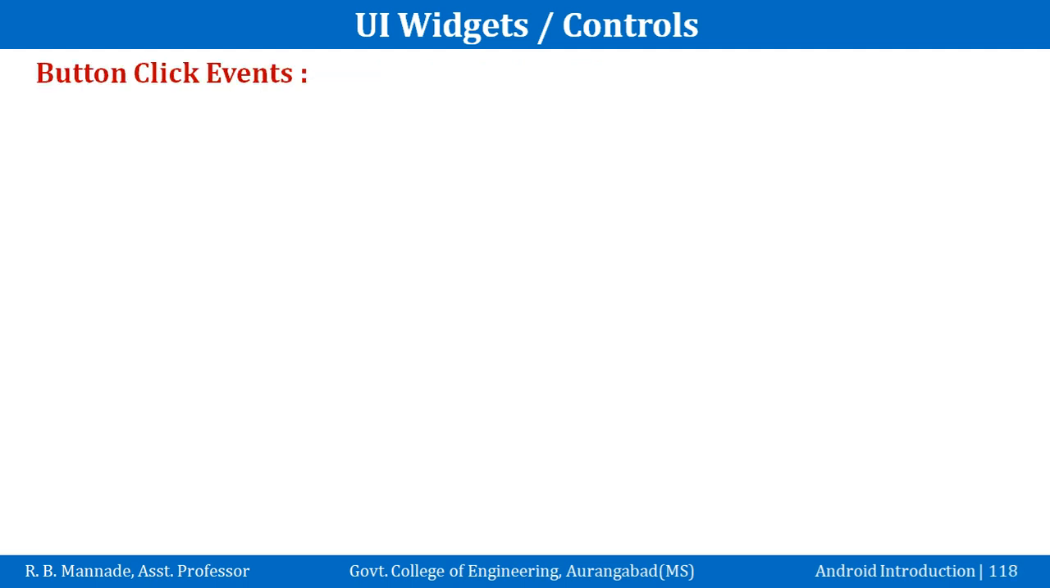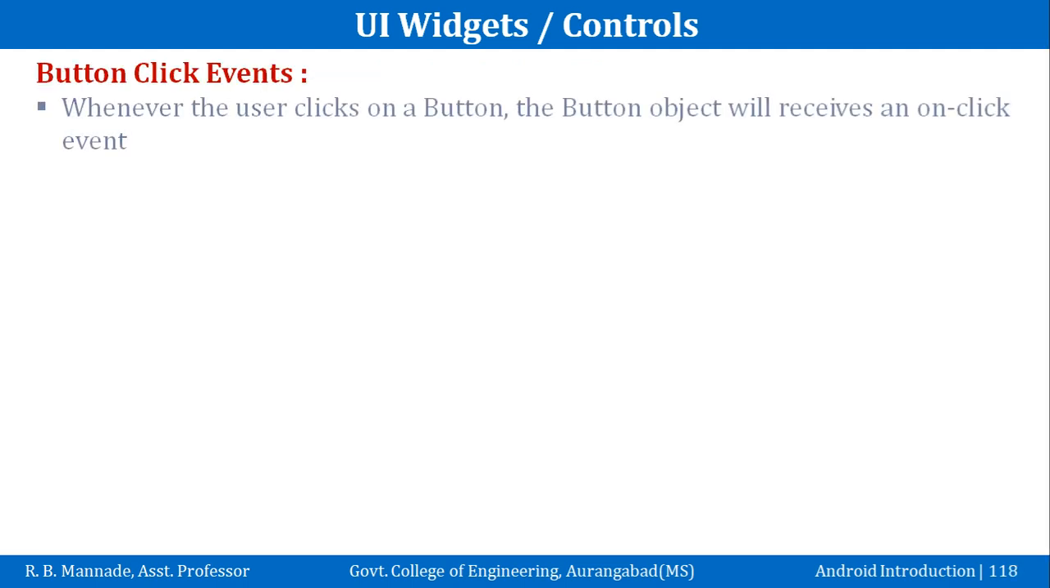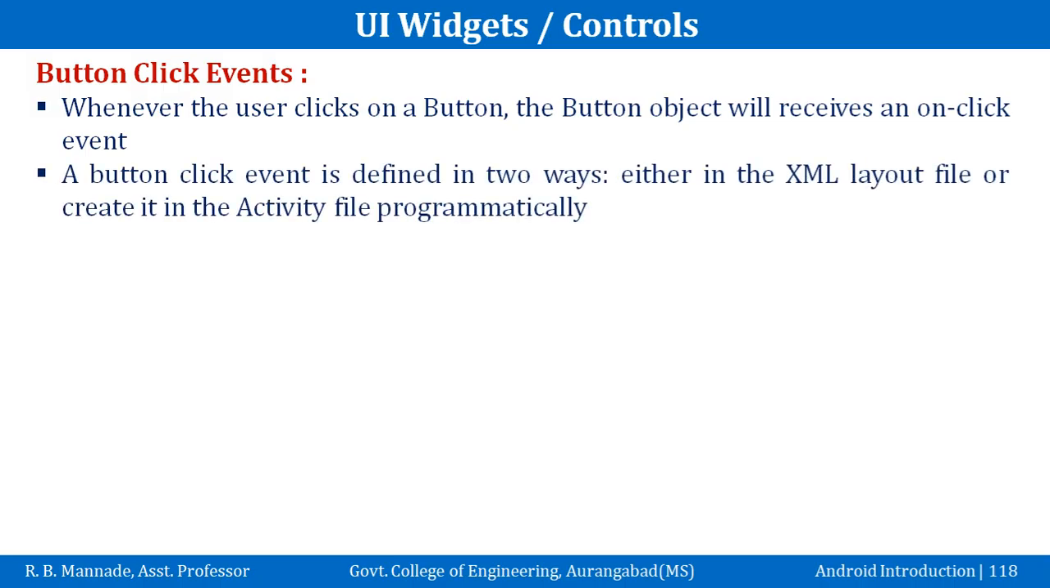Right, then button click events. Whenever a user clicks on a button, the button object will receive an onClick event. A button click event is defined in two ways: either in the XML layout file, or it can be created in the activity file programmatically, which will be created at runtime.